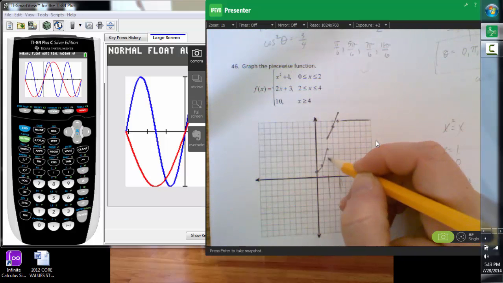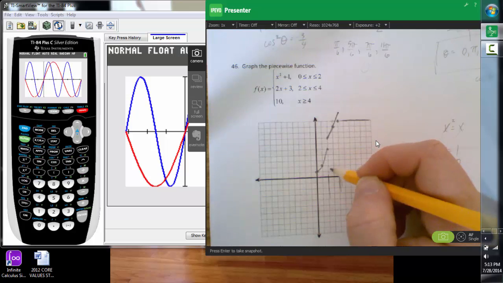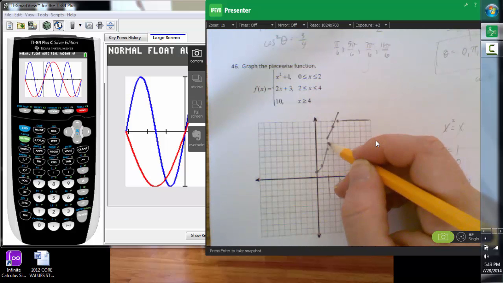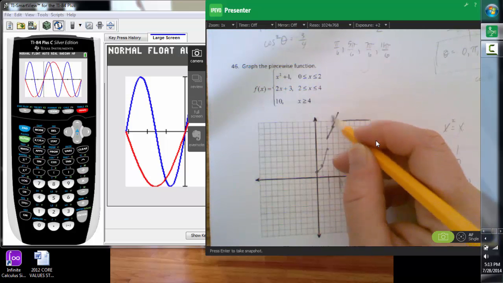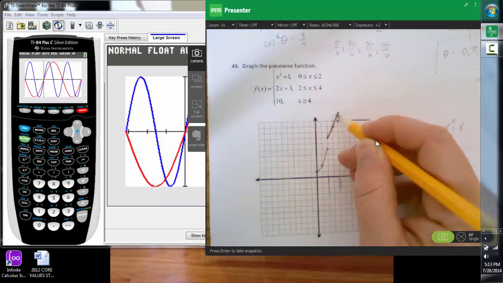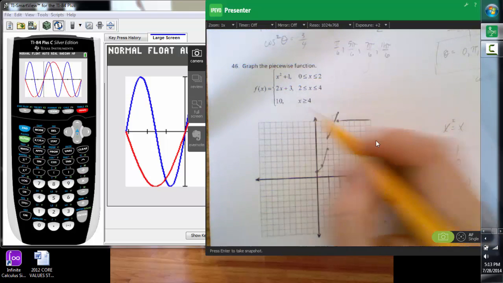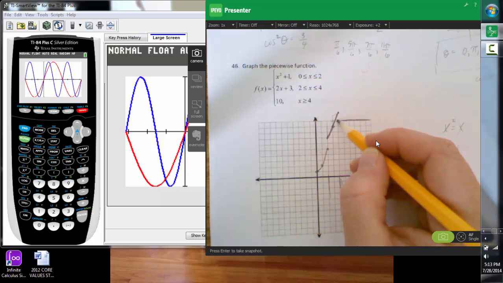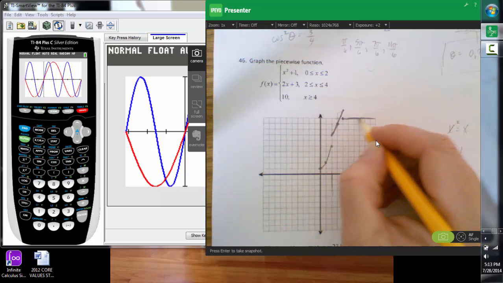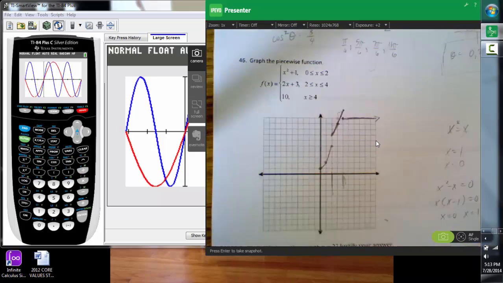So 1, 2, 3, 4, 5, 6, 7. Slope of 2, up 2 over 1, up 2 over 1. So this is the second part of the piecewise function. And then when x is greater than or equal to 4, it's just 10. So it's a horizontal line where y is 10.